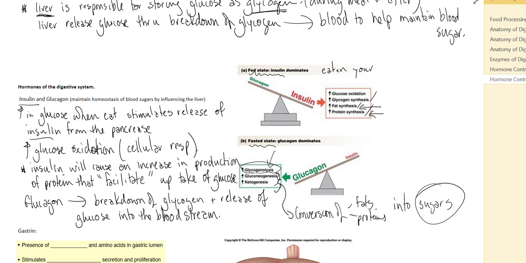So, we've got these opposite effects. Insulin, the fed state, let's store, let's build, right? And glucagon, the fasted state, let's break things down, let's keep that blood sugar constant, let's obtain our sugars from other sources, fats and proteins, etc.